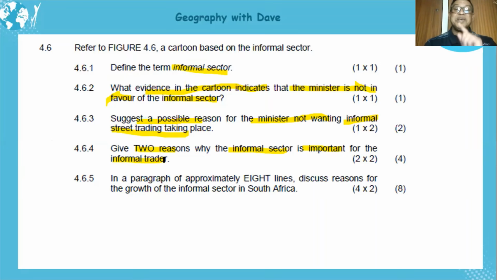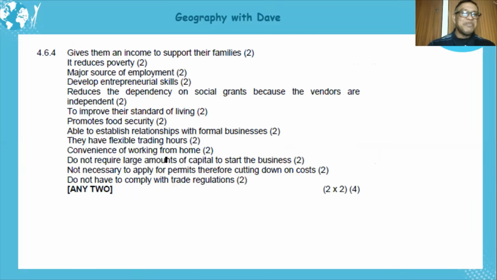Watch out. Why is it important for the informal trader? It's specific, eh? Some people see "why is it important" and they stop there. Then you start talking generally about the economy, etc. Can you see, learners, the importance of looking at the words? This question is specific to why it's important to the informal trader. They're simple answers, but you can see the mistakes we make. We just talk about the general importance to the economy.